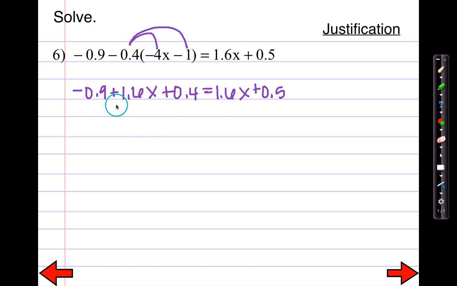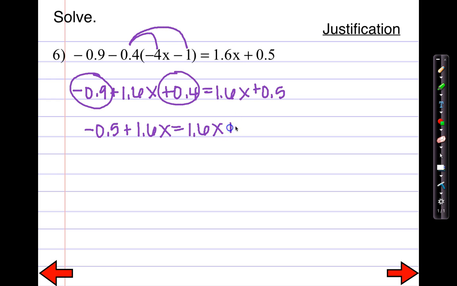Now here, what should I do next? I think I'm going to combine like terms. So here I'm going to combine negative 9/10 with positive 4/10. Are there more positives or more negatives? I'm going to say more negatives. In fact, there are 5/10 more negatives. Just going to bring down that plus 1 and 6/10 x equals, bringing this down, 1 and 6/10 x plus 5/10.